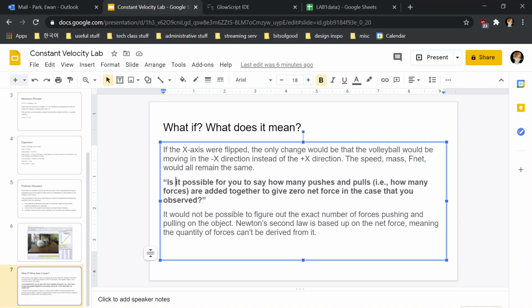And is it possible for you to say how many pushes and pulls, how many forces are added together to give 0 net force in the case that you observed? I said it would not be possible because this is based on Newton's second law, and Newton's second law is based on the net force. And the net force is the total force, aka the sum of all the forces acting on the object. It doesn't actually give the quantity of forces acting on the object. So my conclusion was no.